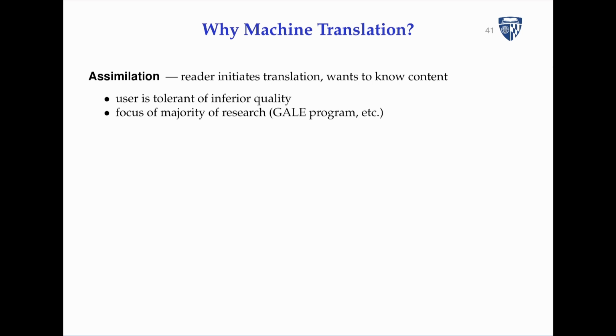Okay, let me just break down the big tasks of machine translation. One has a fancy name called assimilation. This is the idea that a reader initiates the translation process and wants to know the content. This is you going to Google Translate and giving it a web page to translate and then producing the translation. So the user is somewhat tolerant in this case of inferior quality.